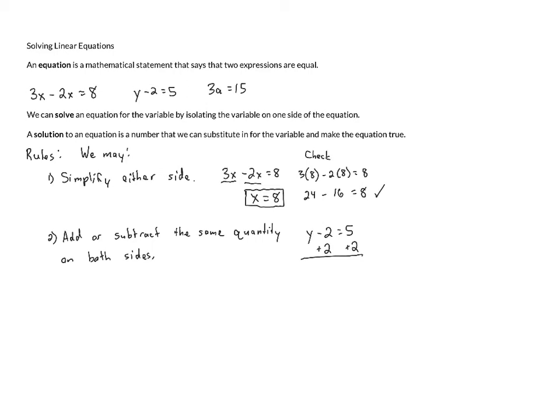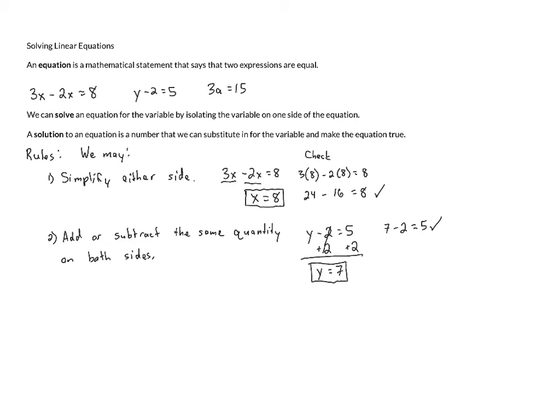When we do it on the left-hand side, the 2s cancel. Negative 2 plus 2 is 0, and we're just left with y. On the right, 5 plus 2 is 7, and now we have y equals 7, which gives us the solution. We know that 7 is the number we could plug in to make that true. And in fact, if we check, plugging in 7 for y, 7 minus 2 does equal 5, so we know that that is correct.